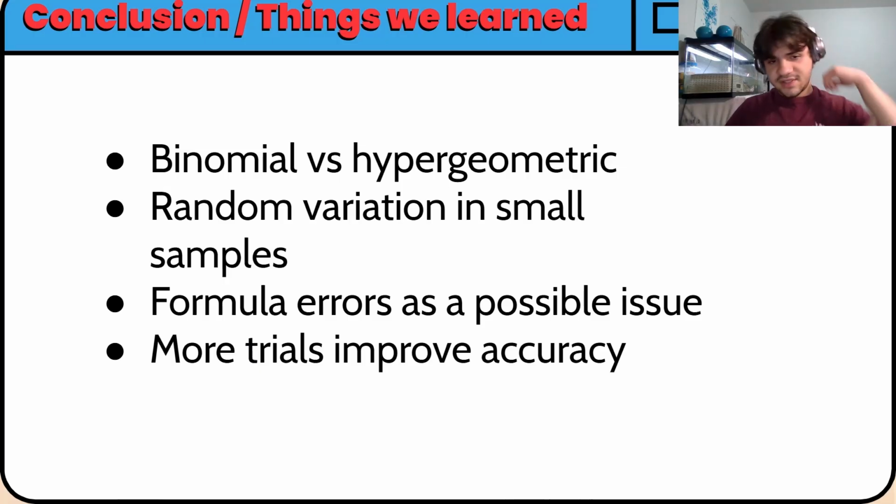Overall, this entire investigation shows that as the number of trials increases, experimental probability approaches the theoretical probability, and that the long run average is 1.5.